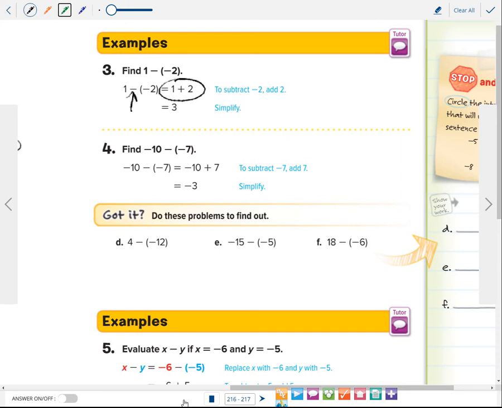So now we're going to find negative 10 minus negative 7. So the minus and the negative, these two become plus. So we have negative 10 plus 7. The absolute value of the negative number is higher, so it's going to be negative, and we have negative 3. Yes, sir?